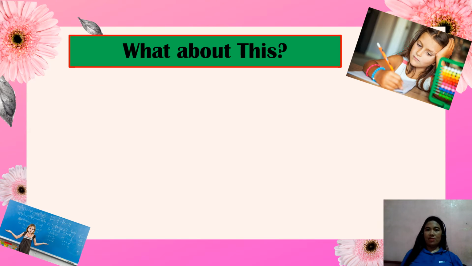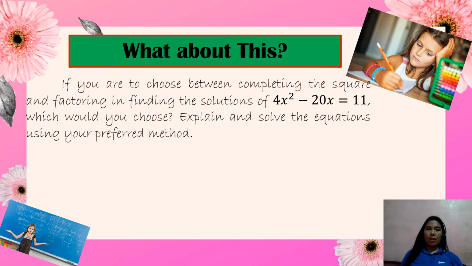Now, what about this? Alright, so if you are to choose between completing the square and factoring in finding the solutions of 4x squared minus 20x equals 11, which one would you choose? Explain and solve the equation using your preferred method. Okay, so this question is actually opinion-based. When I say opinion-based, it's up to the person who is actually solving. So if, for example, you are equipped with factoring, you practiced or you mastered your skills in factoring, then of course you are going to choose factoring here.